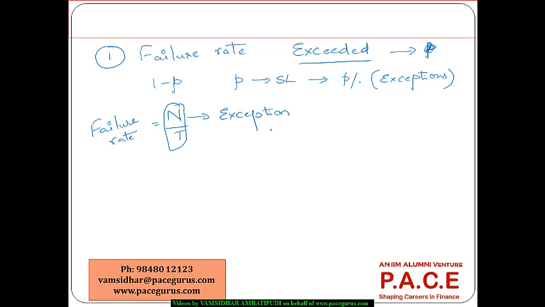Now what we typically say is this failure rate should be more or less an unbiased estimator of P. As per your VaR model, this is the proportion of the observations that should really exceed. So as the sample size T increases, the failure rate N by T should be more or less approaching P.